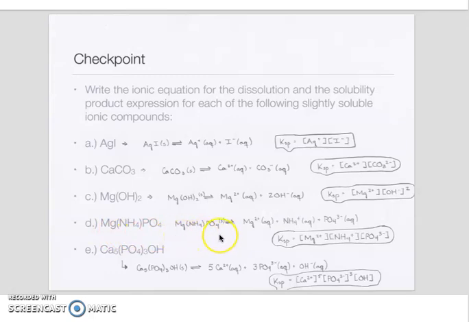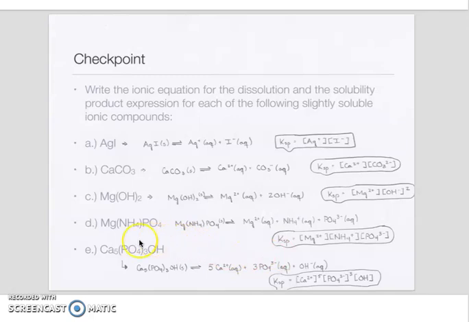So we have our solid magnesium ammonium phosphate, and it breaks down into its respective ions, magnesium 2+, ammonium+, and a phosphate 3-. Each one is a 1-to-1-to-1 ratio. So when I write my KSP, it is equal to the concentration of magnesium 2+ times the concentration of ammonium times the concentration of phosphate.